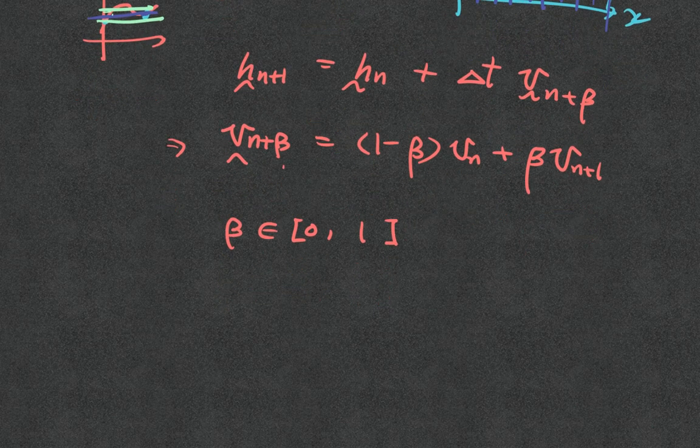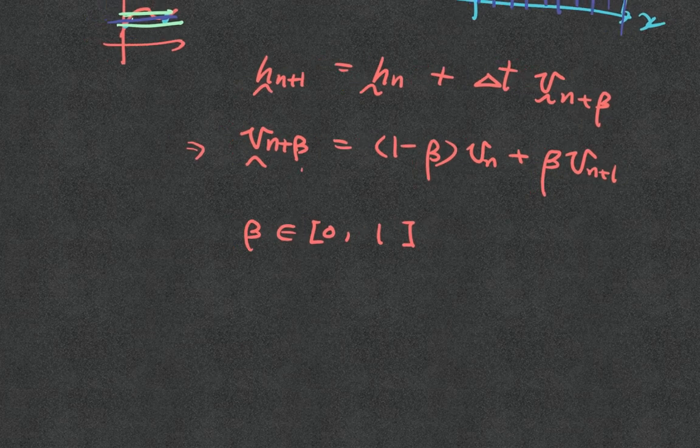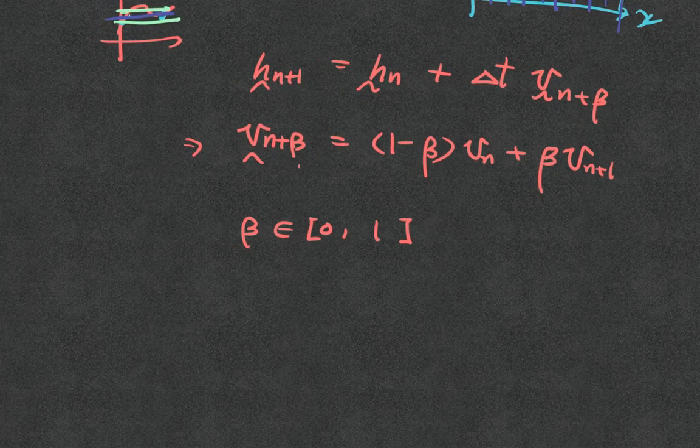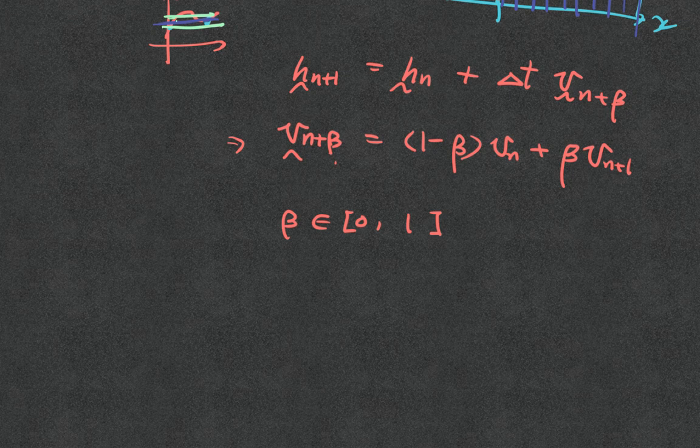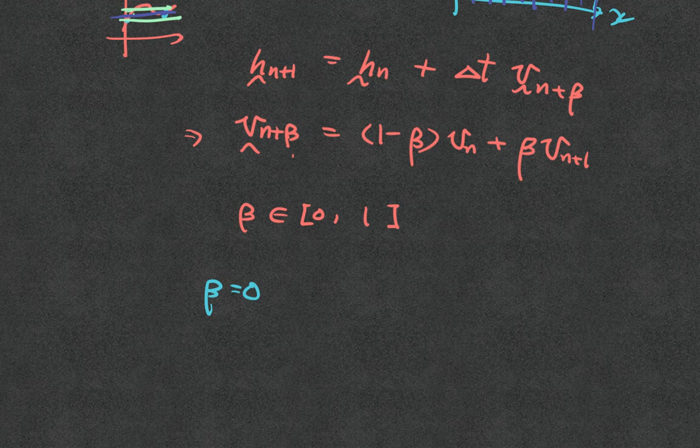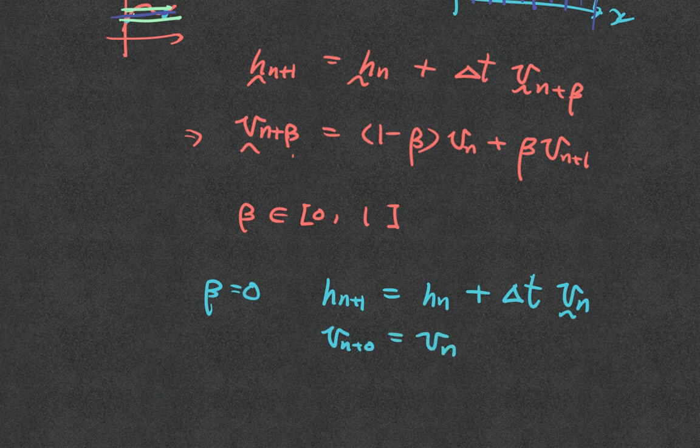One is that I actually study a lot, not just in pro mechanics field, maybe even in molecular dynamics or other fields that require first order time discretizations. One is beta equal to 0. So beta equal to 0 gives us a very interesting form in the sense that hn plus 1 is just equal to hn plus delta t vn. Okay? And we're simply assuming that Vn plus 0, which is actually just Vn. Does that make sense?